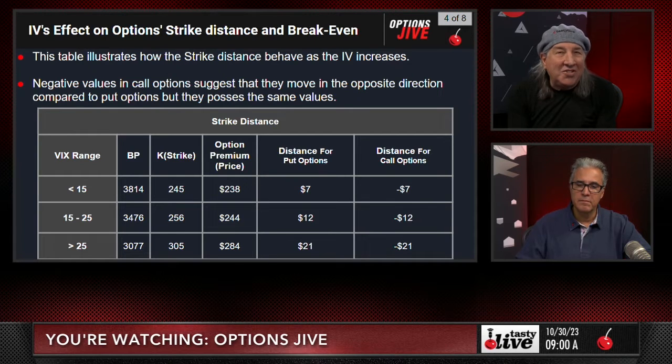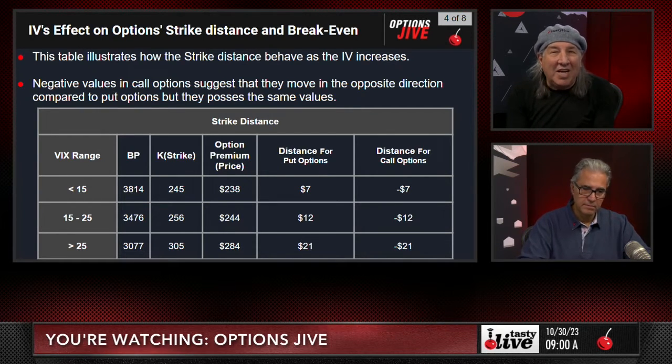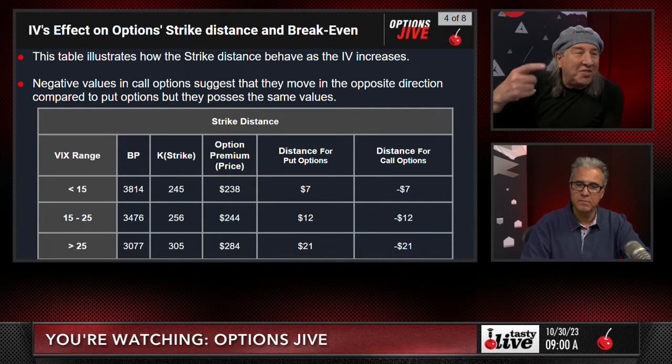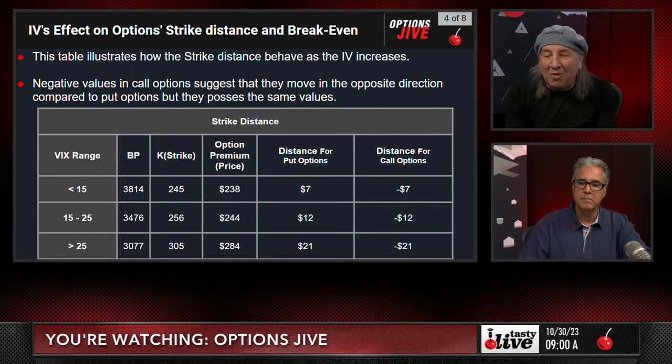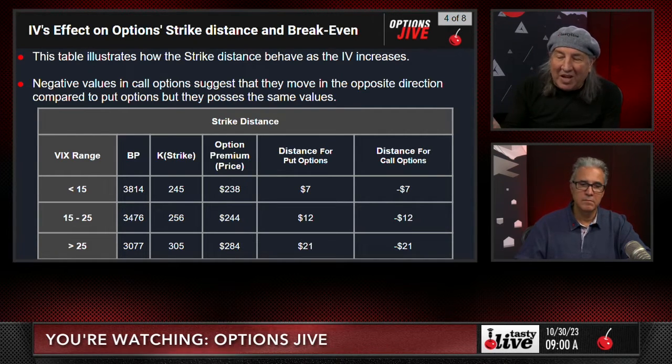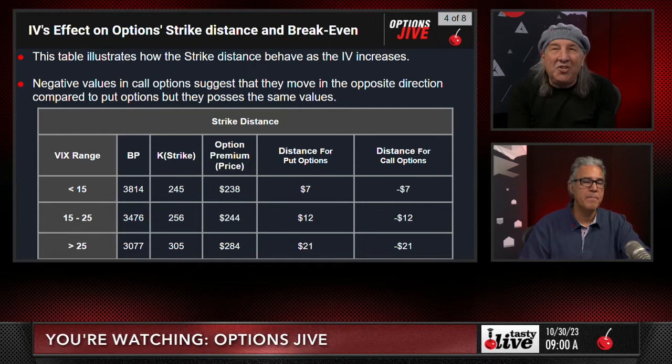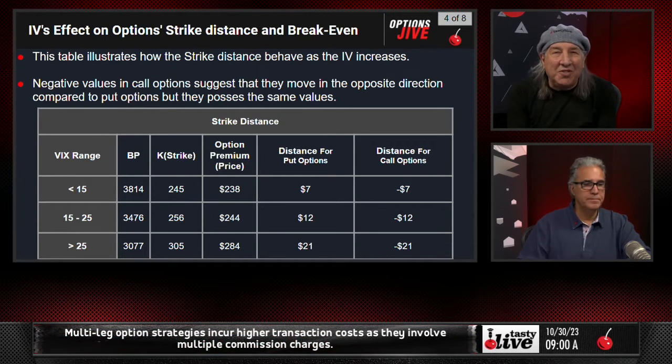K is the strike price, so you're able to use different strike prices, actually go way higher in strike price when volatility is higher. And then the option premium, of course, goes up as volatility goes higher. Even though you've already adjusted by strike price, your premium's still higher. That's what we're trying to show here today: why vol at these levels was so attractive, even though it's come in just a little bit. Okay, so the distance for put options.